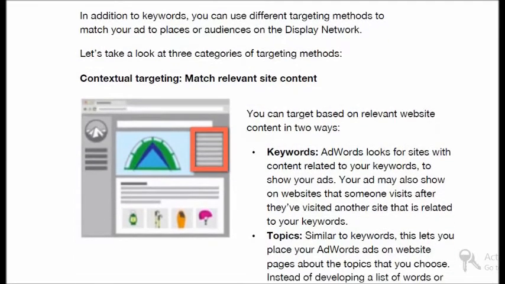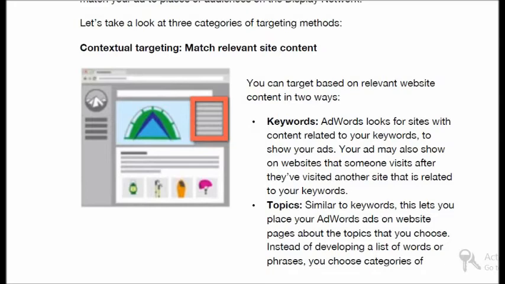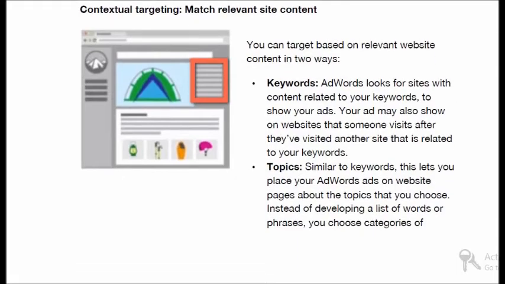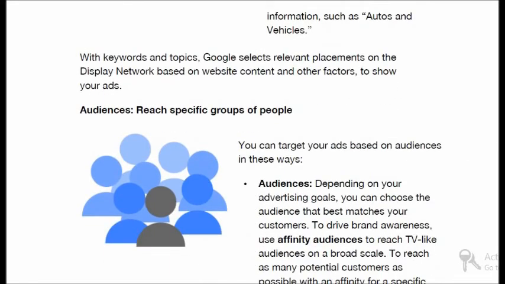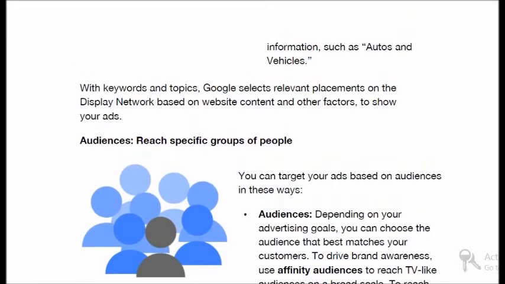And the second one is topic based targeting. Similar to keywords, this lets you place your AdWords ads on website pages about the topics that you choose. Instead of developing a list of words or phrases, you choose categories. Instead of choosing keywords, we can target similar, contextual topics. That is possible in the display network as well, so you reach a specific group of people. This is about contextual, keyword based and topic based targeting.